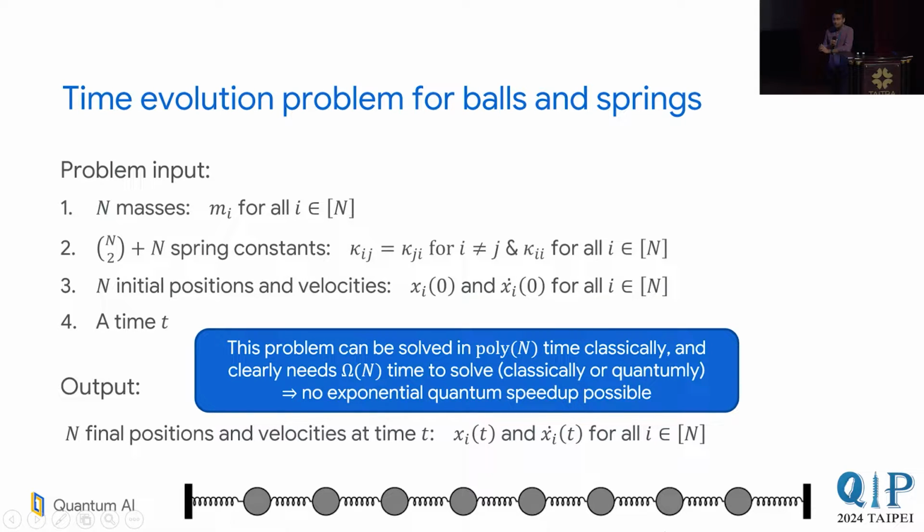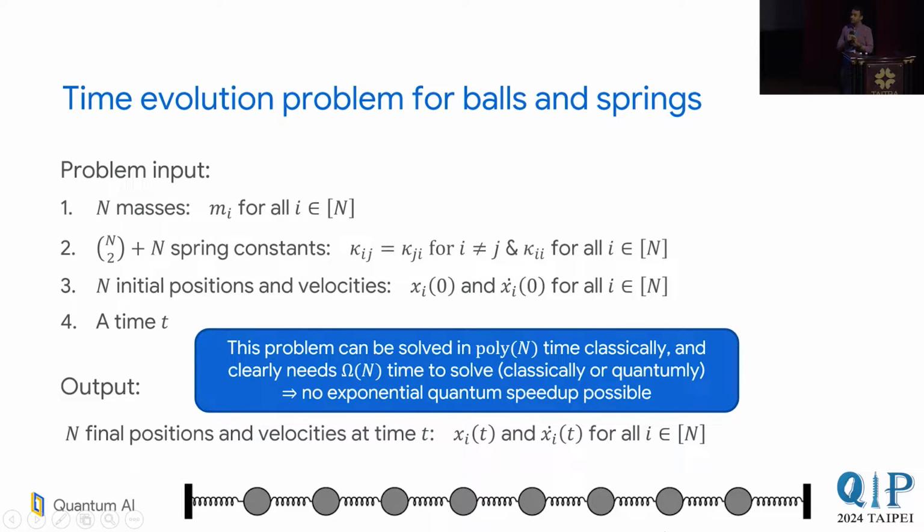And clearly you need at least linear time, linear in n, to solve this, either classically or quantumly, it really doesn't matter, because the output is of size n, right? So either a classical computer or a quantum computer, if it has to write down n numbers as output, it takes n time. So you can't possibly get an exponential speedup on a quantum computer for this problem, right? Because even classical computers solve this problem in polynomial time, and a quantum computer must take at least linear time. So this is not the problem for which we give you an exponential speedup.